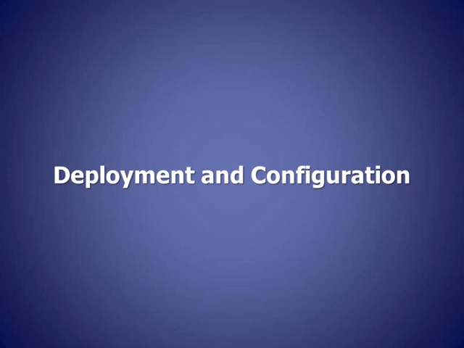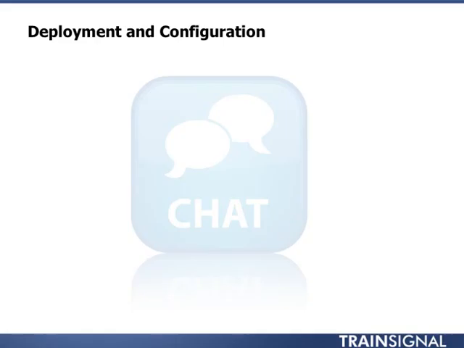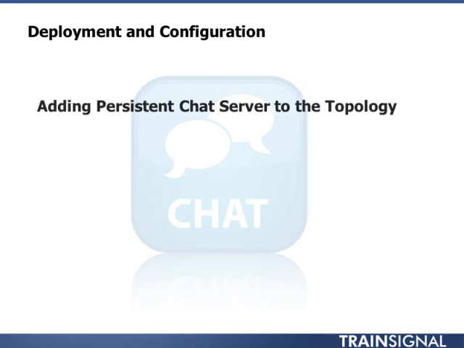Let's take a look at the deployment and the configuration of persistent chat. In order to deploy persistent chat within our environment, there's several steps that we have to go through to accomplish this. Let's take a look. The persistent chat service is now considered a role inside of Microsoft Lync 2013. So in order to deploy persistent chat servers, you have to add them into your topology by using the Topology Builder. You also have to define if you want to deploy the compliance services also.